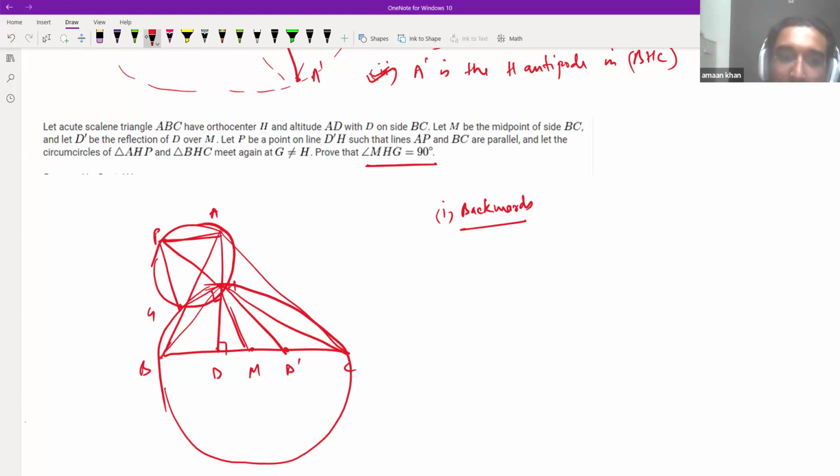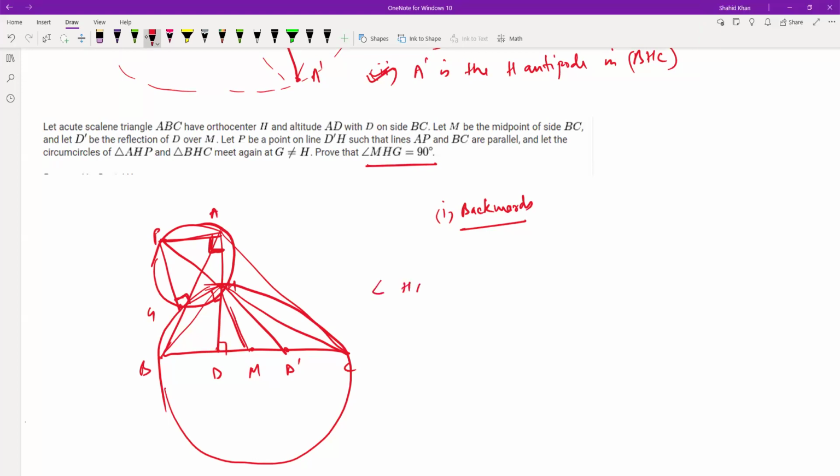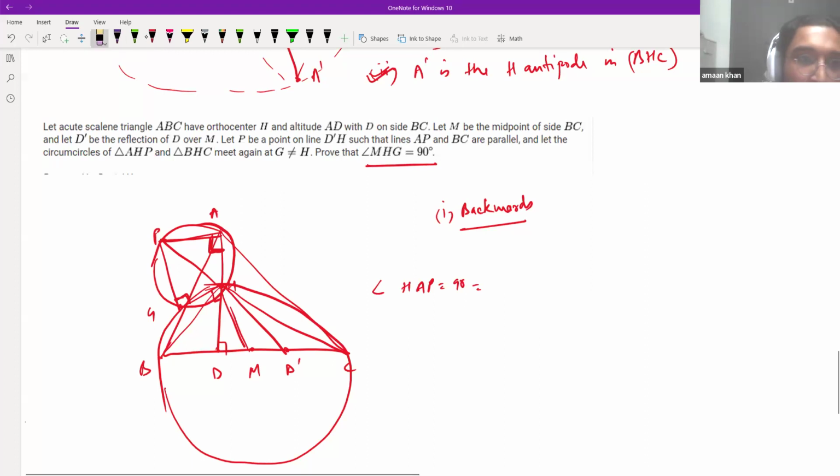Firstly, the first thing you already see is that AP is parallel to BC, right? So this is 90 as well. So even HGP is 90. Does everyone get this? How? PH is the diameter, we can call it like that. Yeah, PH is the diameter, yes. That is a good way to say it.